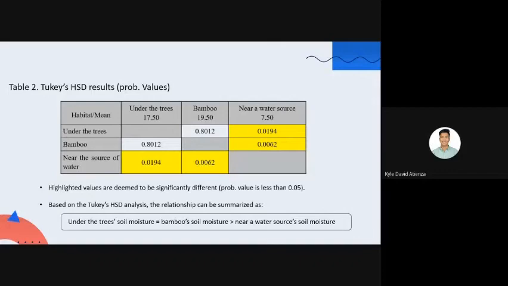Now the question here is, why is it that the soil moisture in the near water source habitat is lesser than the soil moisture in the under the trees habitat and in the bamboo habitat? This is because of their soil texture.